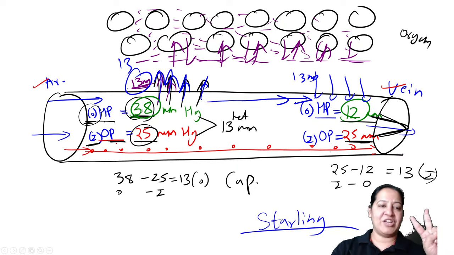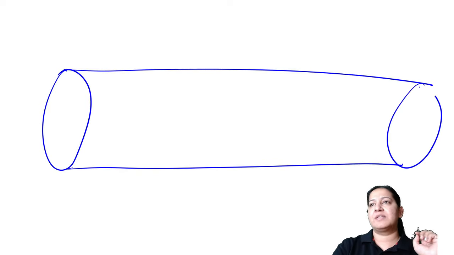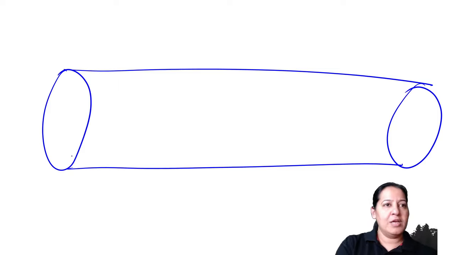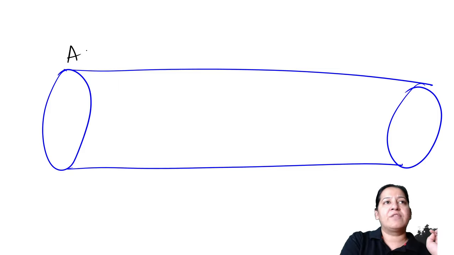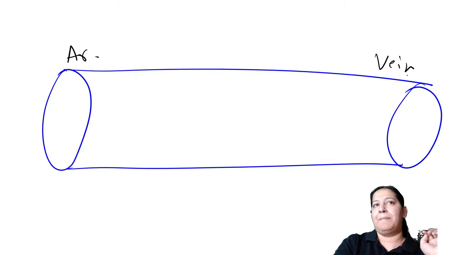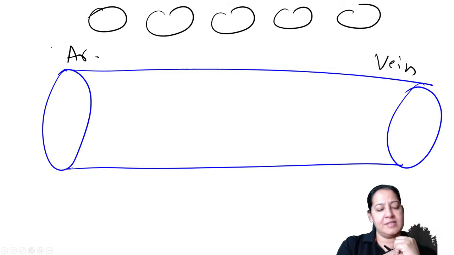So what are the two pressures? So what is the summary? Tell me the values of the two pressures at the arterial end, and tell me the values of the two pressures at the venous end. So this is a capillary, a beautiful capillary. This is the arterial end of the capillary. This is the venous end of the capillary. And this is the tissue, the interstitial space in the tissue. This is the cells and the tissue.